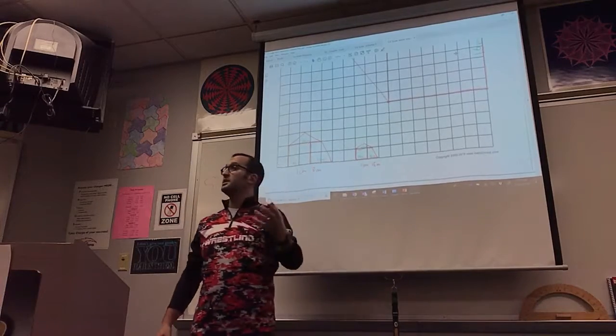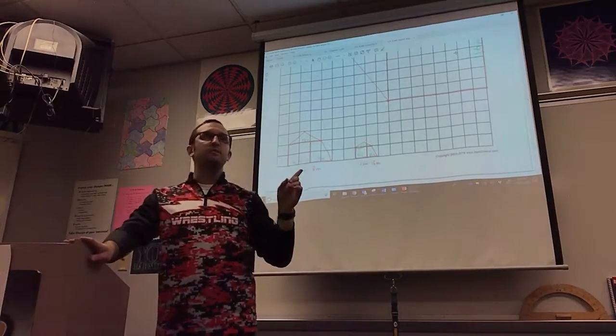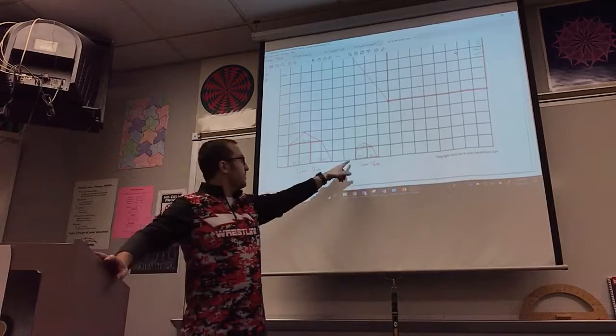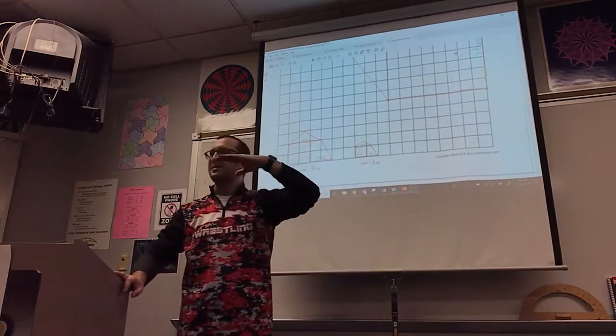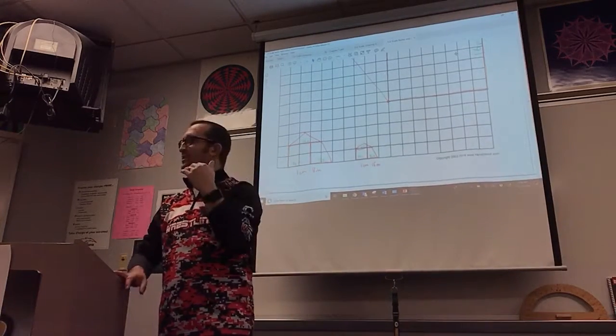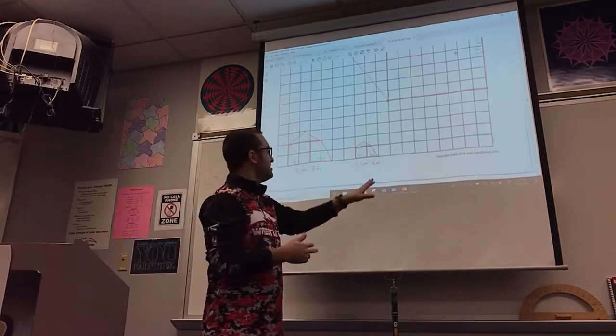This was a 1 to 16 scale. So 1 centimeter on here represented 16 meters. So how many centimeters does the grasslands need to be? 1 centimeter, because in real life it was 16 meters.